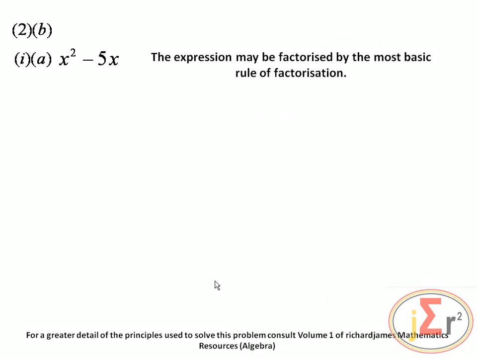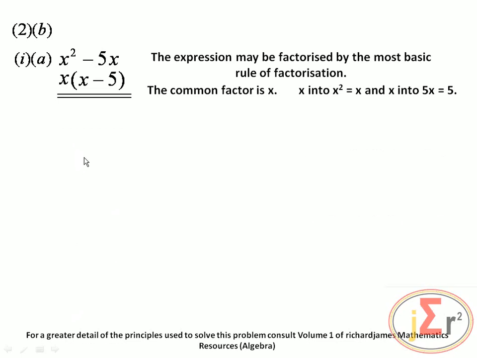We are required to factorize this expression, and of course we are going to be using the most basic rule that we use in factorization. So the common factor is x. Of course, basic factorization, take the common factor, divide each term by the common factor, and that's all there is to it. So x is the common factor. X can go into x squared and go into negative 5x. So we say what? X into x squared is x, and x into 5x is 5. So we have x minus 5.